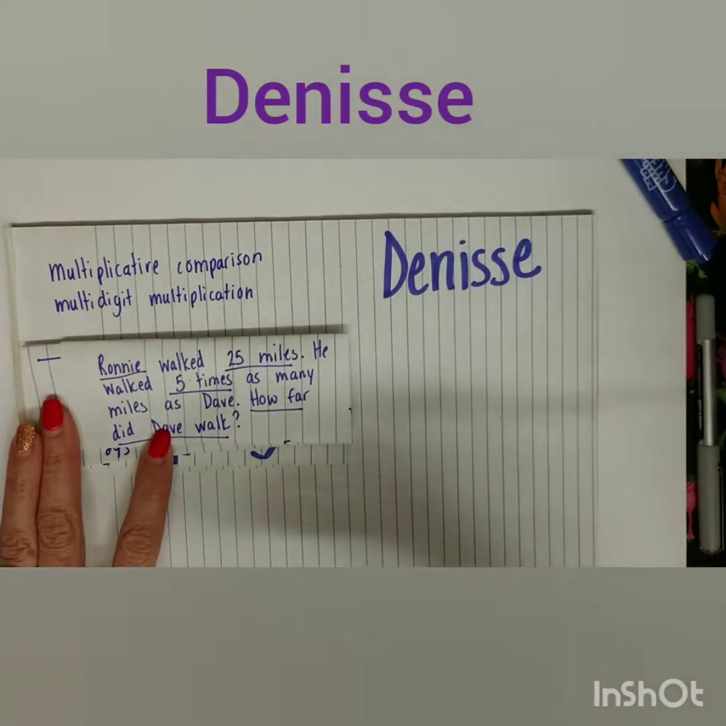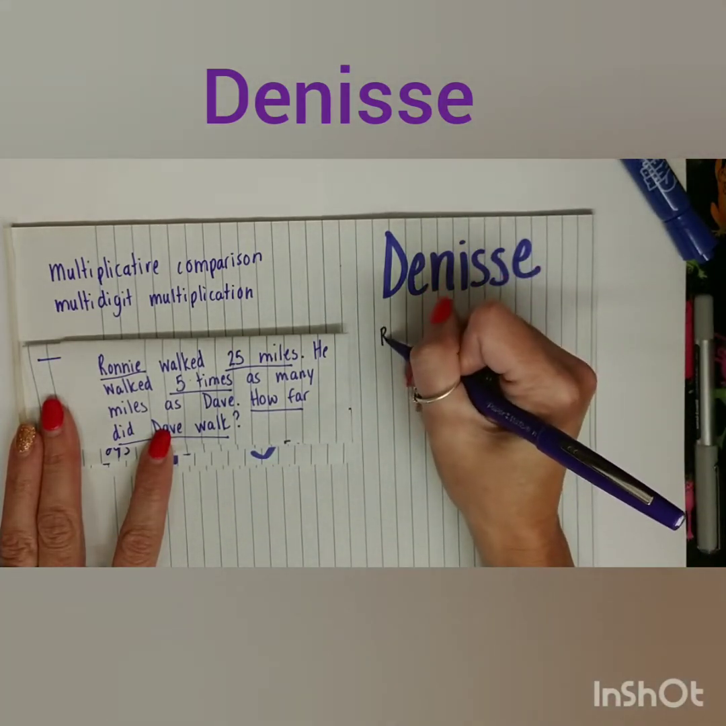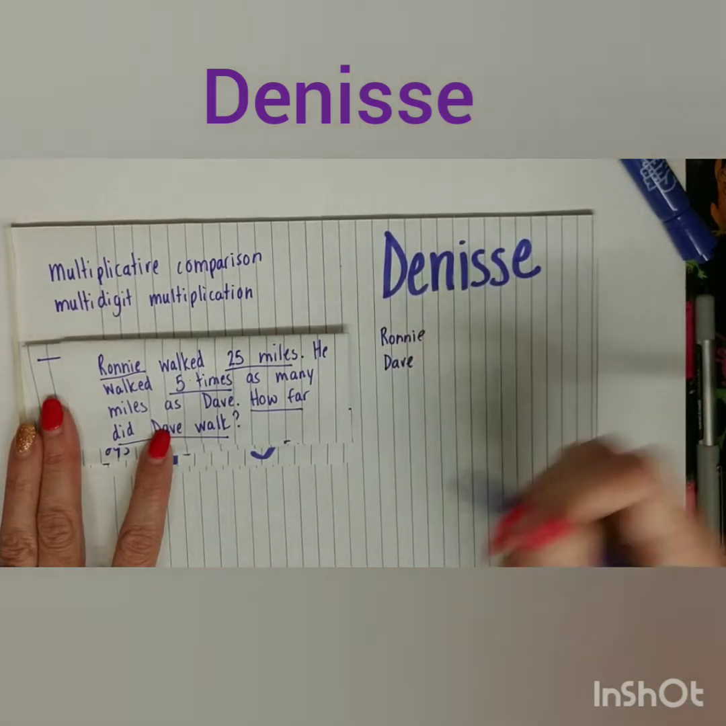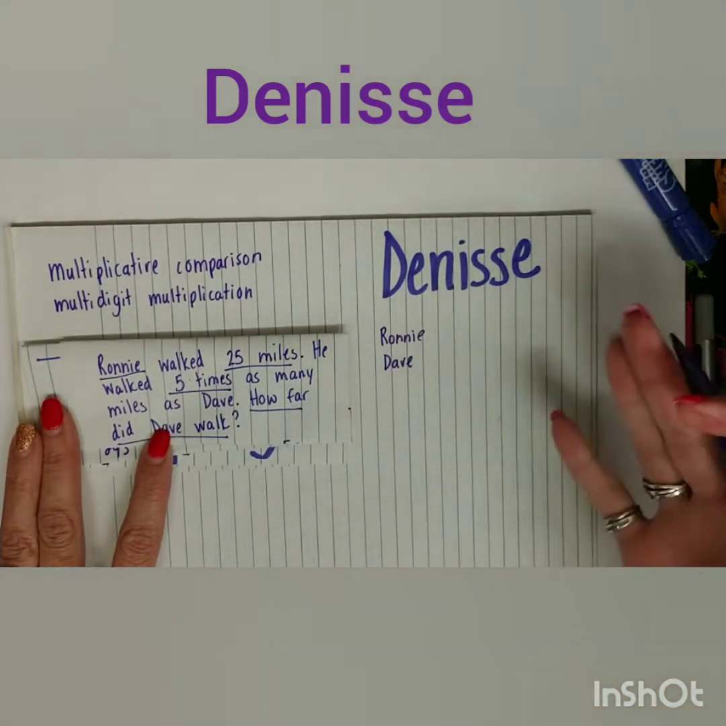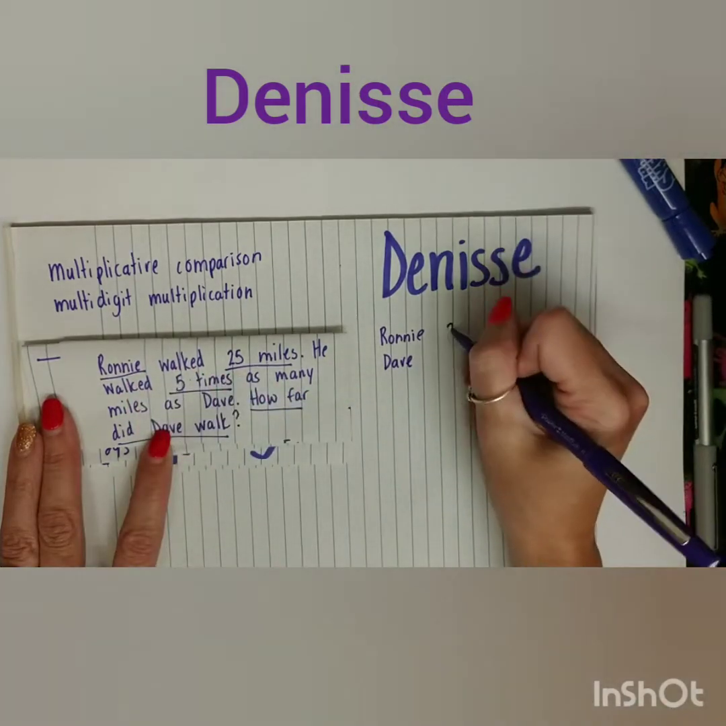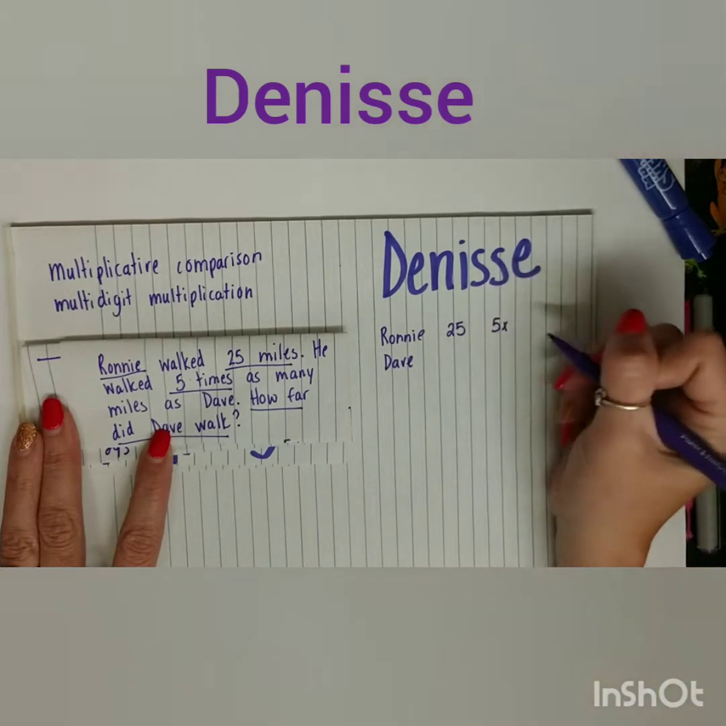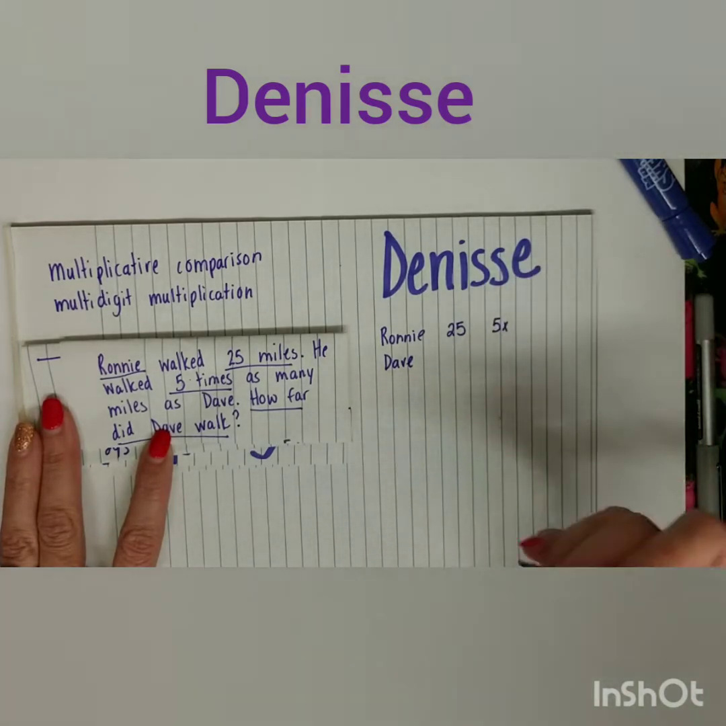Now I need to determine what are the things I'm comparing. So we are comparing Ronnie and Dave. And I need to put my information with whom it belongs. So Ronnie walked 25 miles, and he walked 5 times as much as Dave. And they want to know how far is Dave.